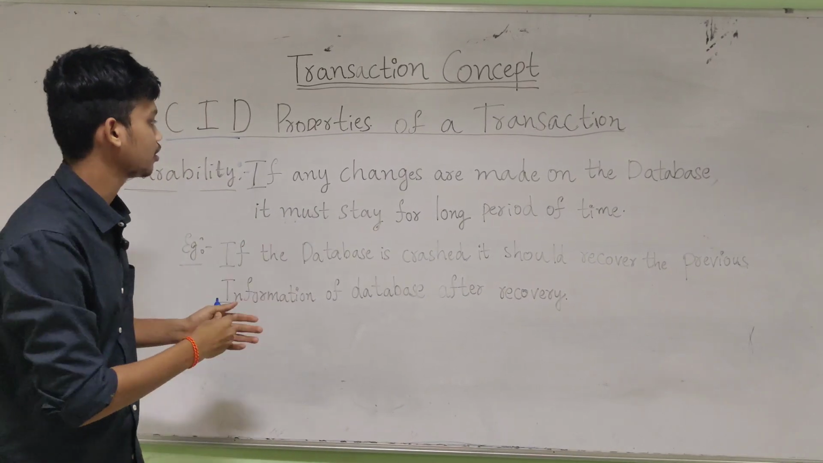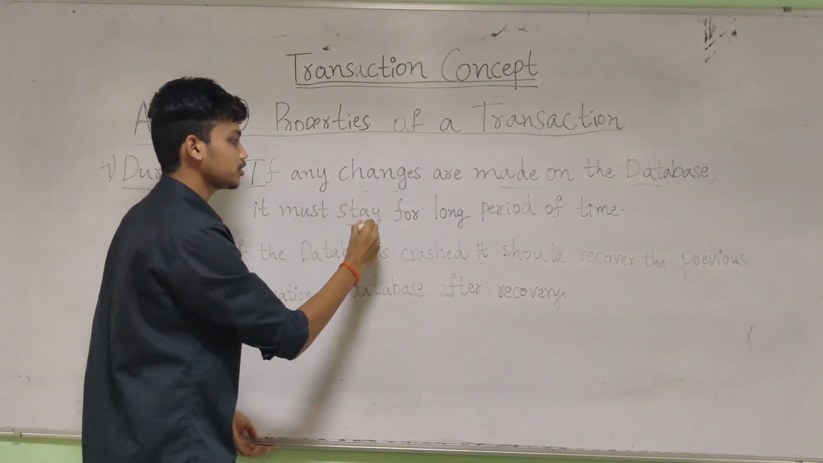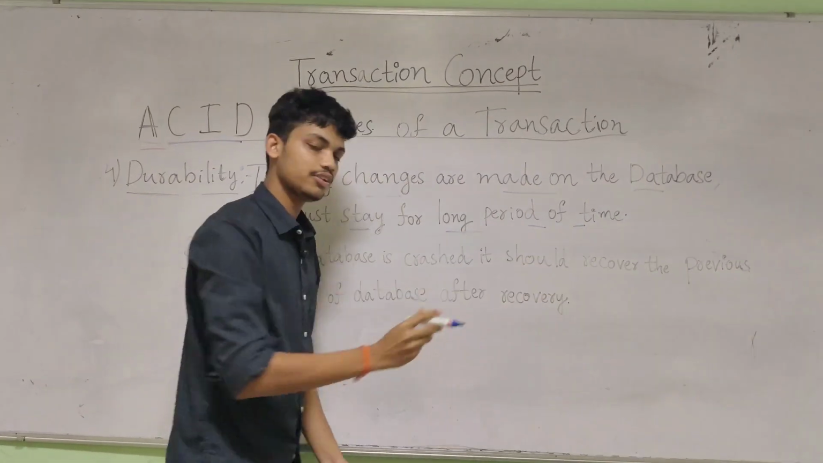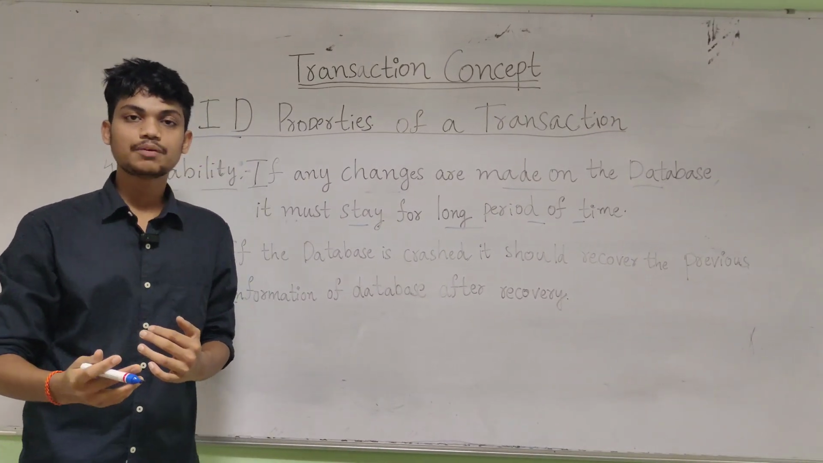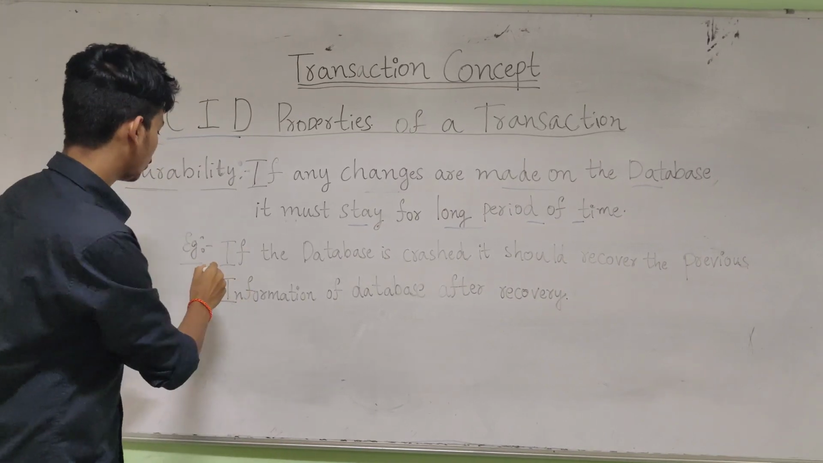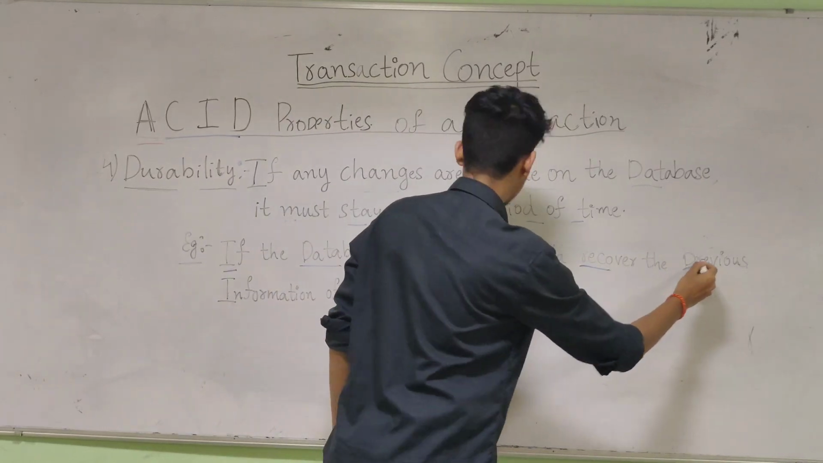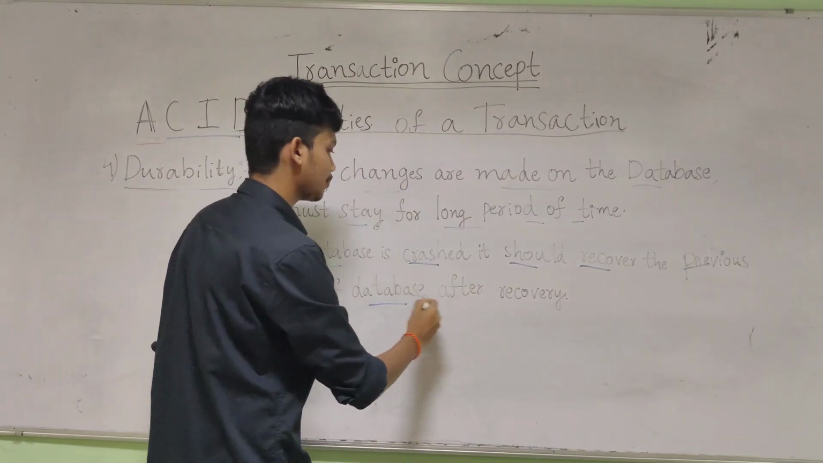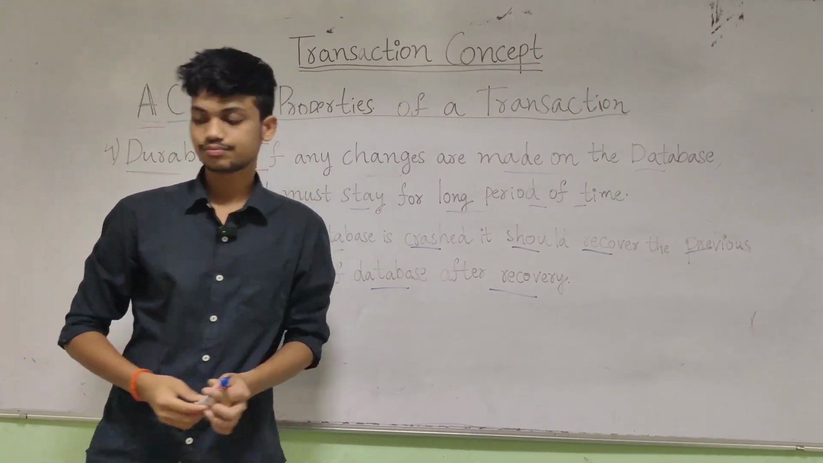This is durability. If any changes are made on the database, they must stay for a long period of time, even if some crashes happen on the database. If you recover that database, you are able to recover your previous information also. If the database is crashed, it should recover the previous information after recovery. So this is durability. Note it down.